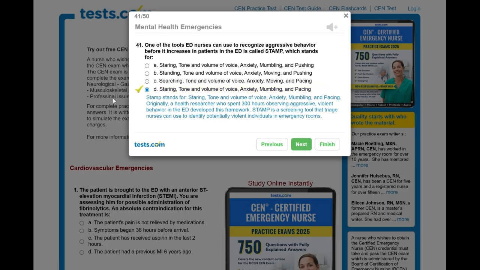D. Staring, tone and volume of voice, anxiety, mumbling, and pacing. STAMP stands for staring, tone and volume of voice, anxiety, mumbling, and pacing. Originally, a health researcher who spent 300 hours observing aggressive, violent behavior in the ED developed this framework. STAMP is a screening tool that triage nurses can use to identify potentially violent individuals in the emergency rooms.